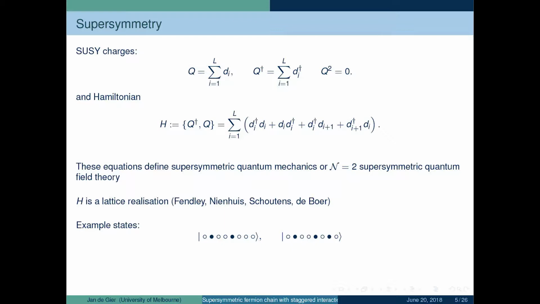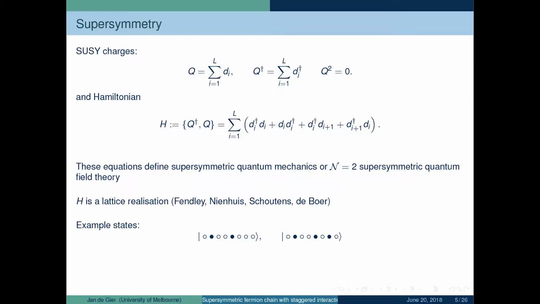So this is, I guess, pseudo-local in the sense that it only involves nearest neighbor D operators. So in terms of the original fermions, that would require a span of about 2 or 3 sites. So there are some diagonal terms here that count the number of fat fermions, and then there are some hopping terms over here. So this was done in early work by Fendley, Nienhuis, Schoutens, and de Boer, that this Hamiltonian H is a lattice realization of what is called N equals 2 supersymmetric quantum mechanics.